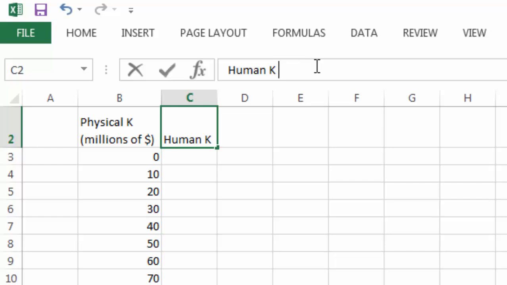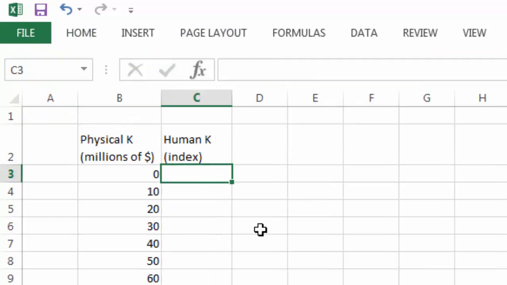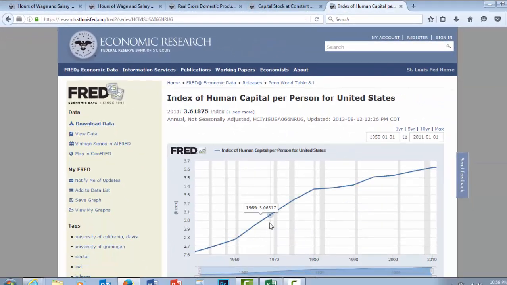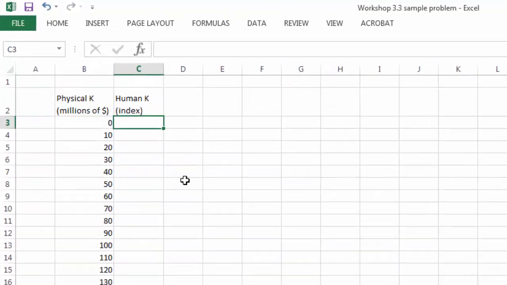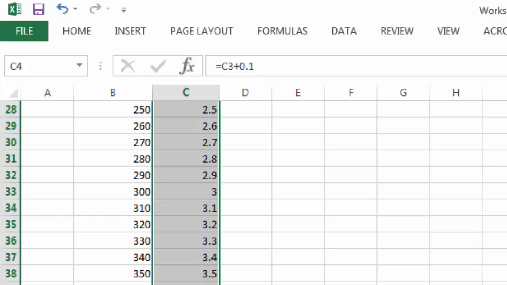Okay, now human capital, likewise, we'll have an index, a unitless index number to think about aggregating human capital levels. And again, the units of our actual data set over here was 3.6. This is a per person thing. So we could do it that way. We could multiply that by the population. A lot of different ways we can do this, but let's just start it again at zero, and this time we'll move up in increments of 0.1. So I'm going to say this equals the previous cell plus 0.1. And then again, I'll populate that down as far as I've populated the other one.